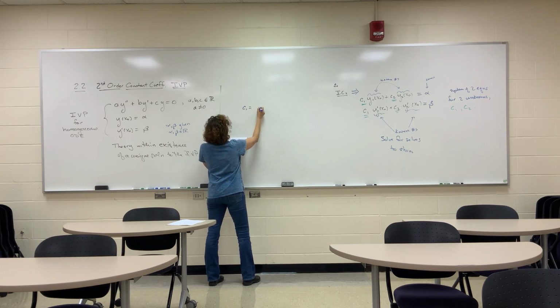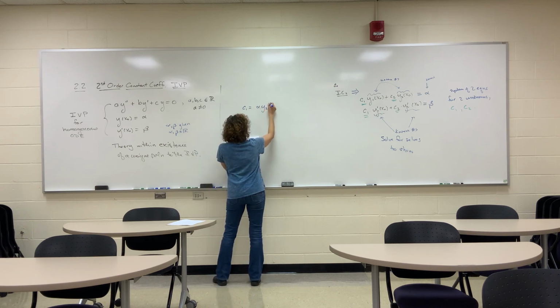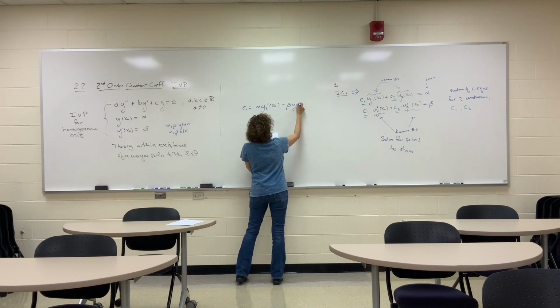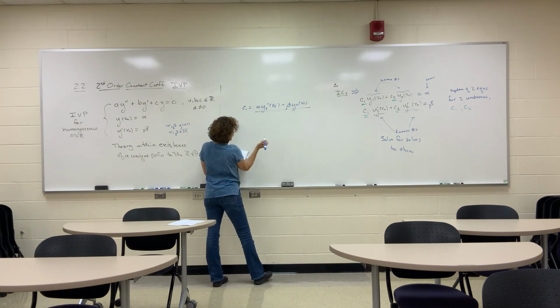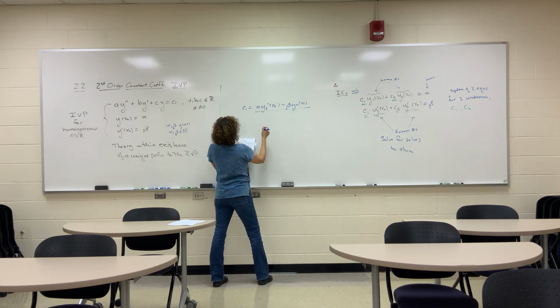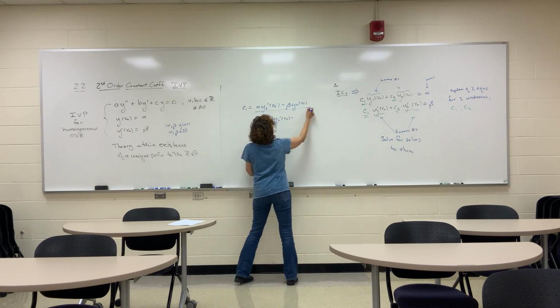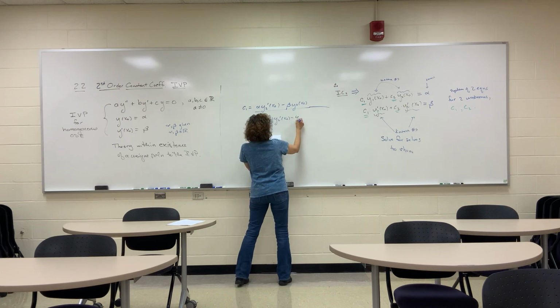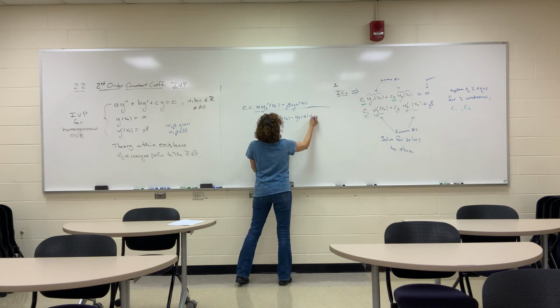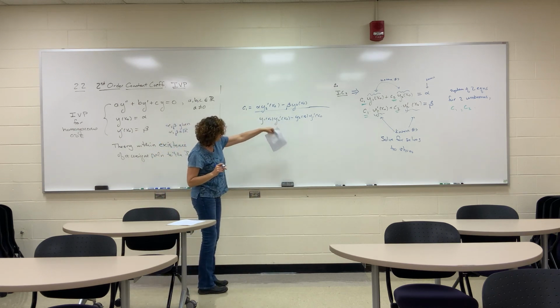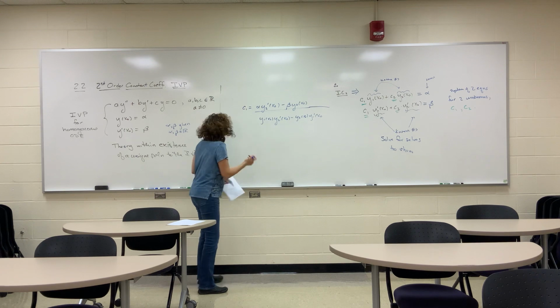c1 can be written as alpha times y2 prime evaluated at x naught minus beta times y2 evaluated at x naught, all divided by y1 at x naught times y2 prime at x naught minus y2 at x naught times y1 prime at x naught. That's what c1 can be solved for. Remember, each of those things appearing there is just some known number.